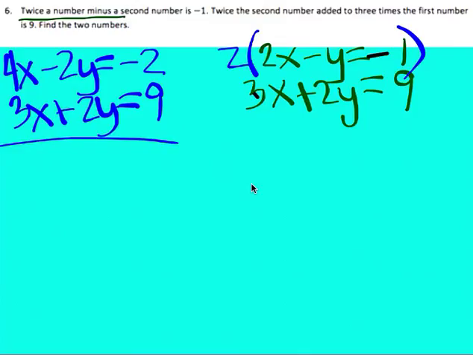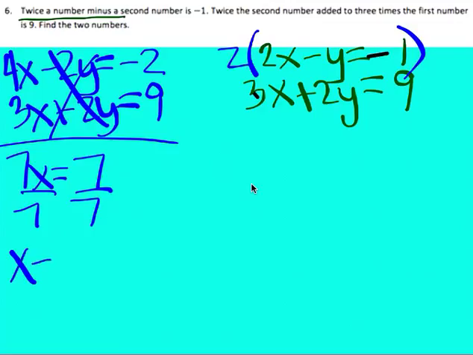So if the whole setting up elimination stuff is still confusing, definitely let me know because I know this stuff can take a long time to learn. So 4x plus 3x is 7x. Those cancel out. 9 minus 2 is 7. So then we're going to go ahead and divide both sides by 7, and I get here that x is equal to 1. So that's one of my numbers.